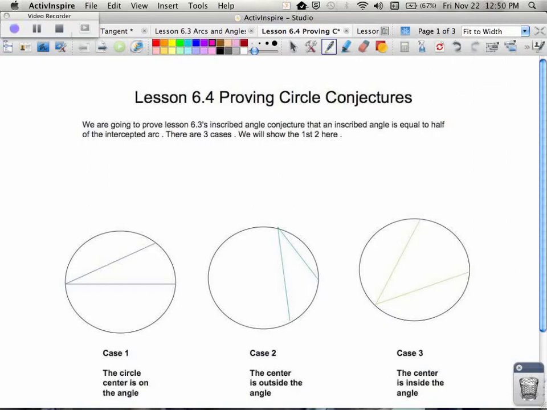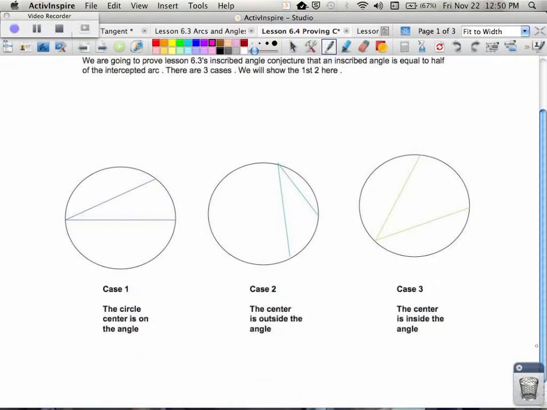In lesson 6.4, we're going to talk about some circle conjectures. And in this first slide, just some things that you should know. We have a couple of different scenarios that could happen. Number one, in case one, what we could have happen is that we could have the center be on the angle. And that's in case number one.